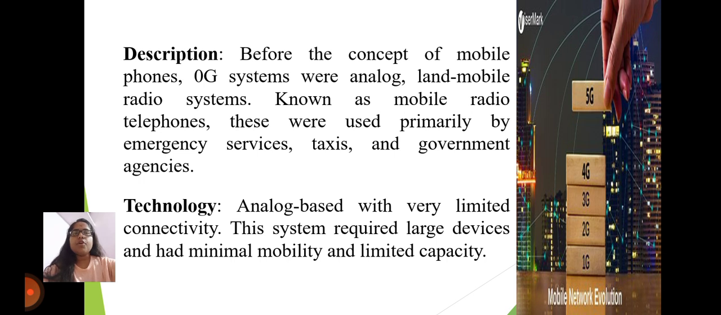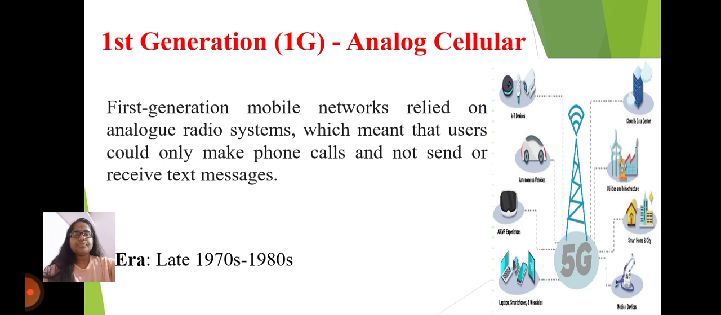Description. Before the concept of mobile phone, 0th generation (0G) systems were analog land mobile radio systems, known as mobile radio telephones. These were used primarily by emergency services, taxis, and government agencies. Technology. Analog based with very limited connectivity, this system required large devices and had minimal mobility and limited capacity.